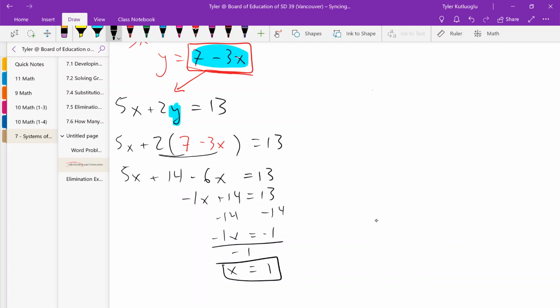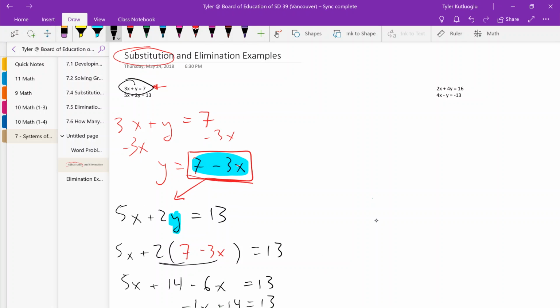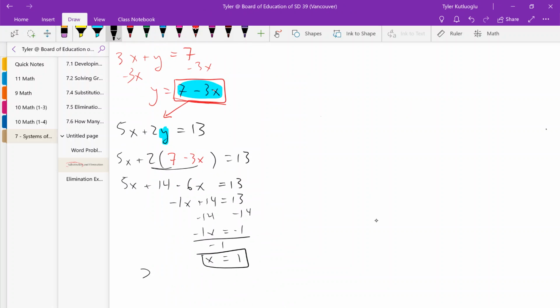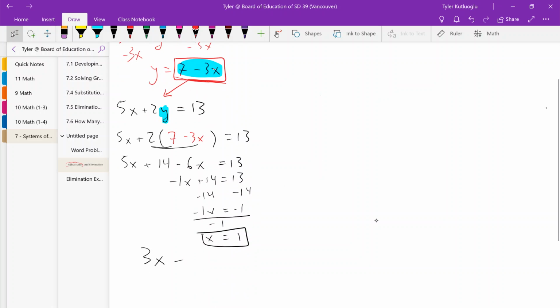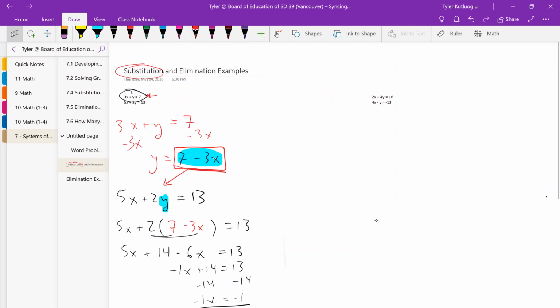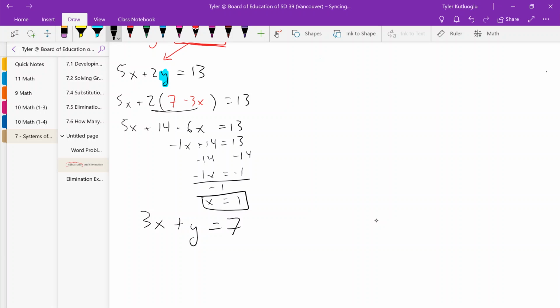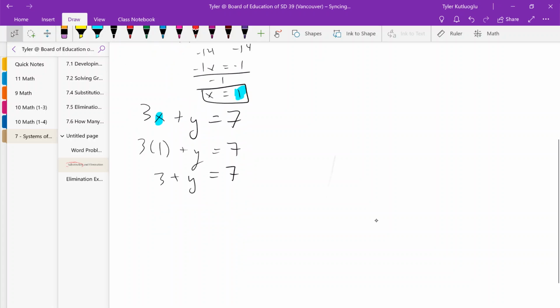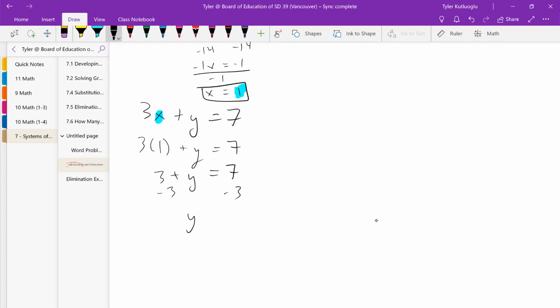Now what I have to do is remember how I did the substitution over here where I subbed it in? We're going to do that again, but instead we're going to sub this simpler x equals 1 into one of the equations. When I look back, again, this one looks easier, the 3x plus y equals 7. Oops, is it minus y? Plus y equals 7. There we go. So I'm going to sub in that one value for the x. 3 times 1 plus y equals 7. 3 plus y equals 7. So subtract 3 from both sides. y is equal to 4.